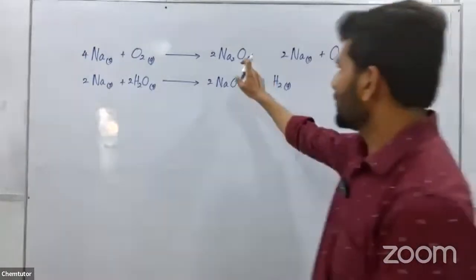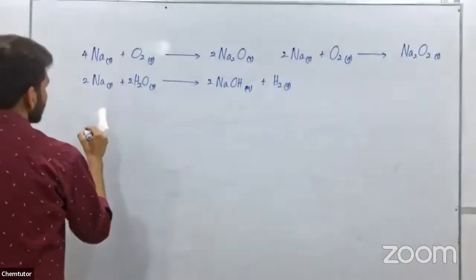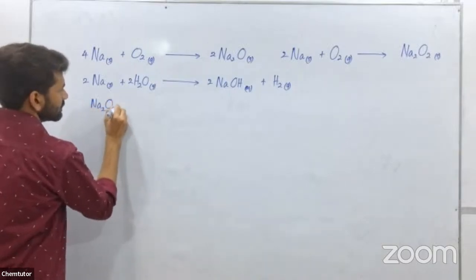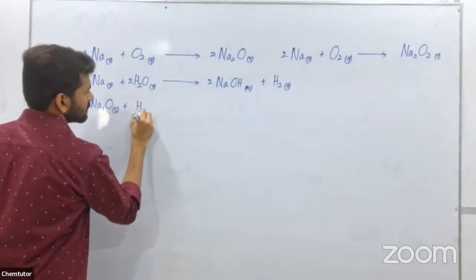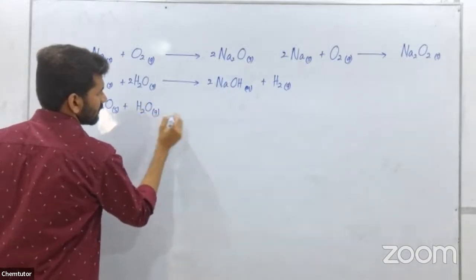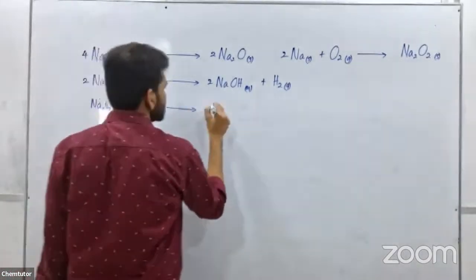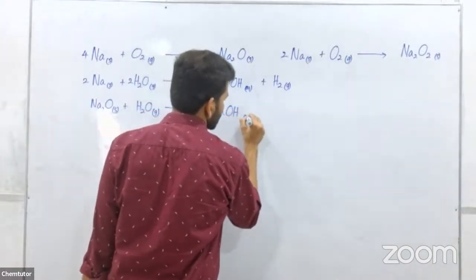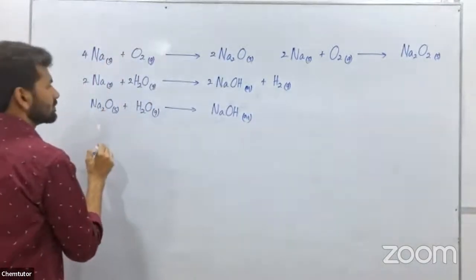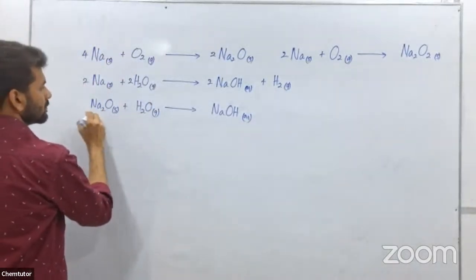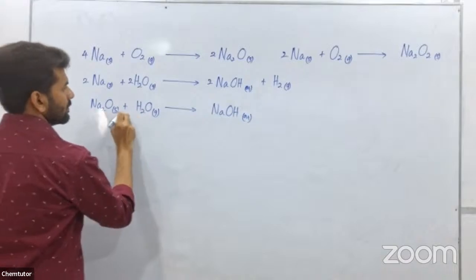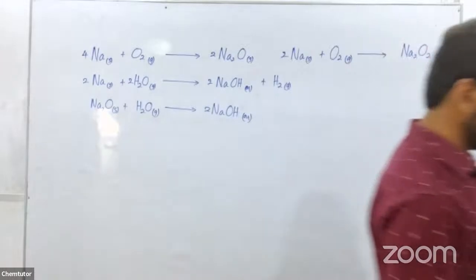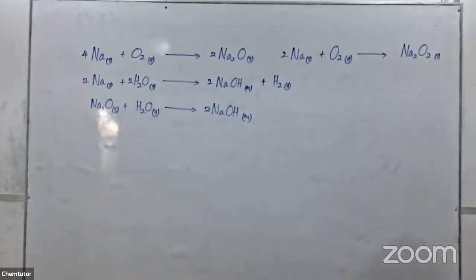Then we have water vapor. Now this sodium oxide that forms will react with water and form sodium hydroxide. Like this. That sodium oxide too will react with water to form sodium hydroxide.